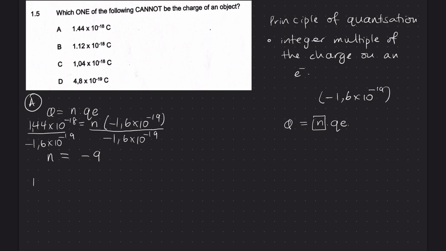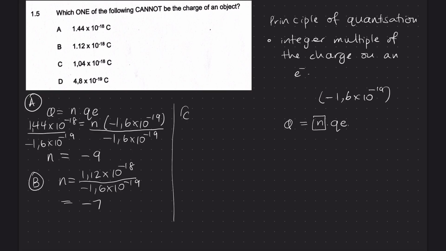So let's test B. Same thing, we'll say N equals 1,12 times 10 to the negative 18 divided by minus 1.6 times 10 to the negative 19. You put that in your calculator, you get negative 7. That's an integer, so it's correct.